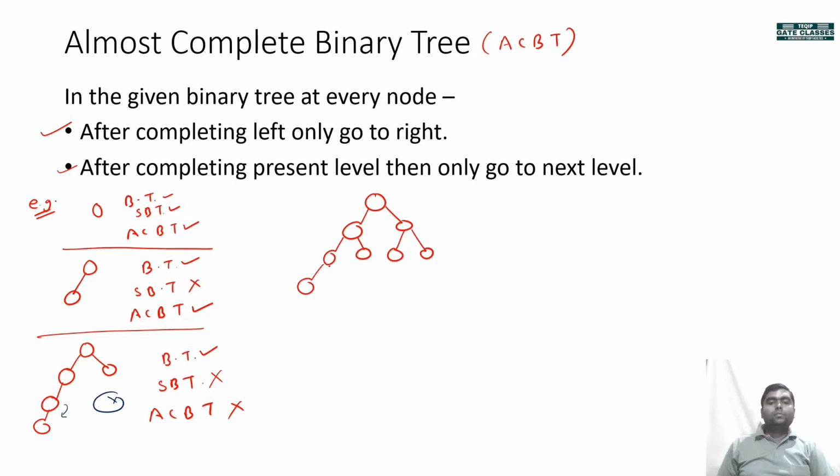Let us suppose this is given like this. So it is okay. It is your binary tree, and it is not a strict binary tree. Why is it not a strict binary tree at this point? It is having one child, enough.